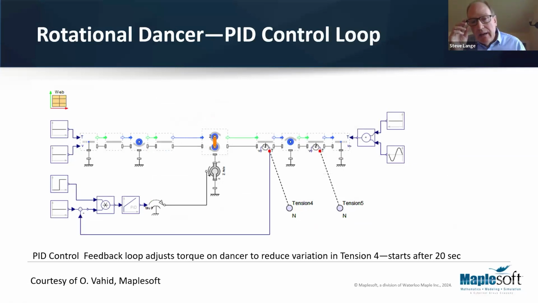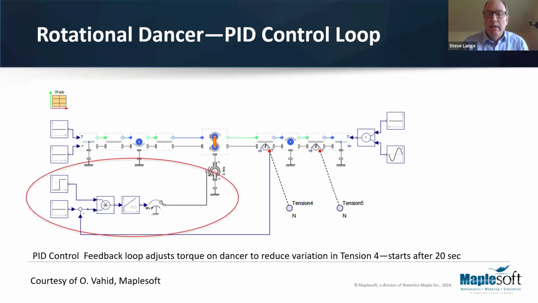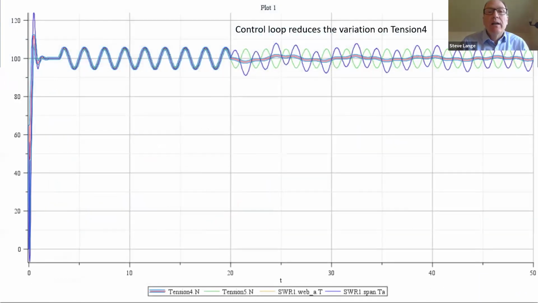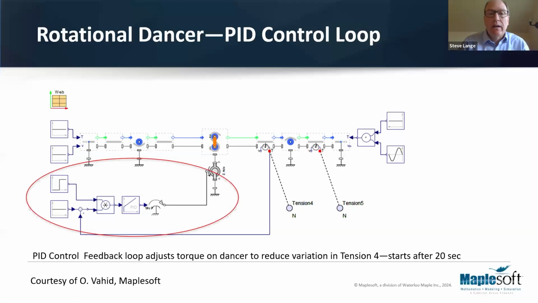But now adding a PID control loop to this system, where we are measuring the tension in span 4 and feeding that back to the torque on this dancer, we can see the effect of that PID feedback loop here in this plot. We started this simulation at 20 seconds, so after 20 seconds is when this PID loop starts.